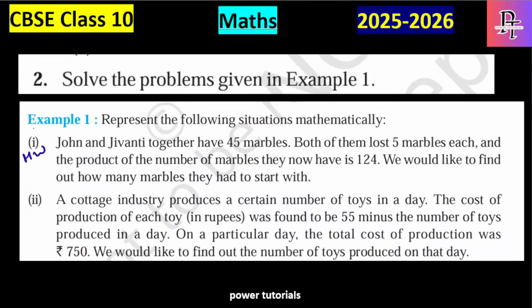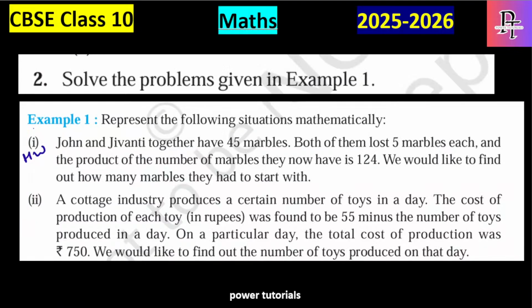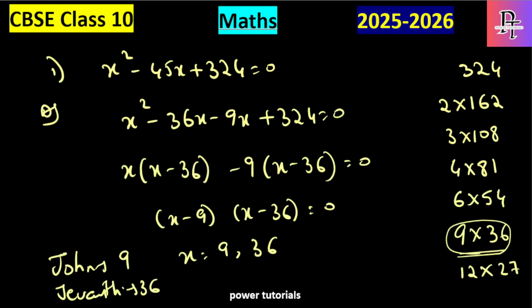So the answer can be either start with 9 or 36. But wait, the total, Jeevanti and John together have 45 marbles. So John should be having, if John is having 9, then Jeevanti will have 36. Did you mention anything? Number of marbles, the product of the marbles is 324. Okay, that's it. So if John is 9, then Jeevanti is 36, and vice versa, because Jeevanti can have 36 or 9, and John will have the other.